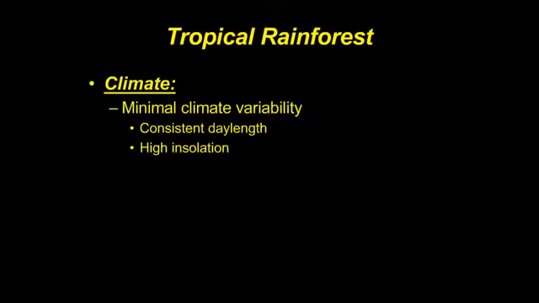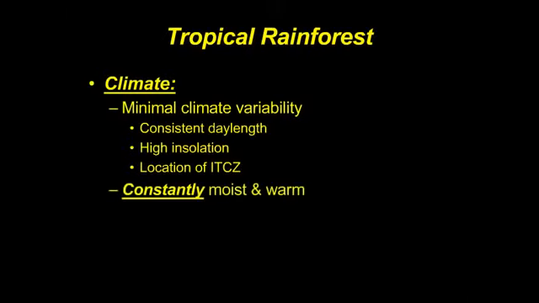So the subsolar point's always nearby, but also the sun angle is very close to 90 through much of the year. Finally, the ITCZ is located in this area throughout much of the year, and so that's going to bring a lot of precipitation from convergence, but also it's going to bring a lot of cloud cover, which once again is another reason why temperatures are consistent. As we talked about beforehand, clouds do a good job of moderating temperatures.